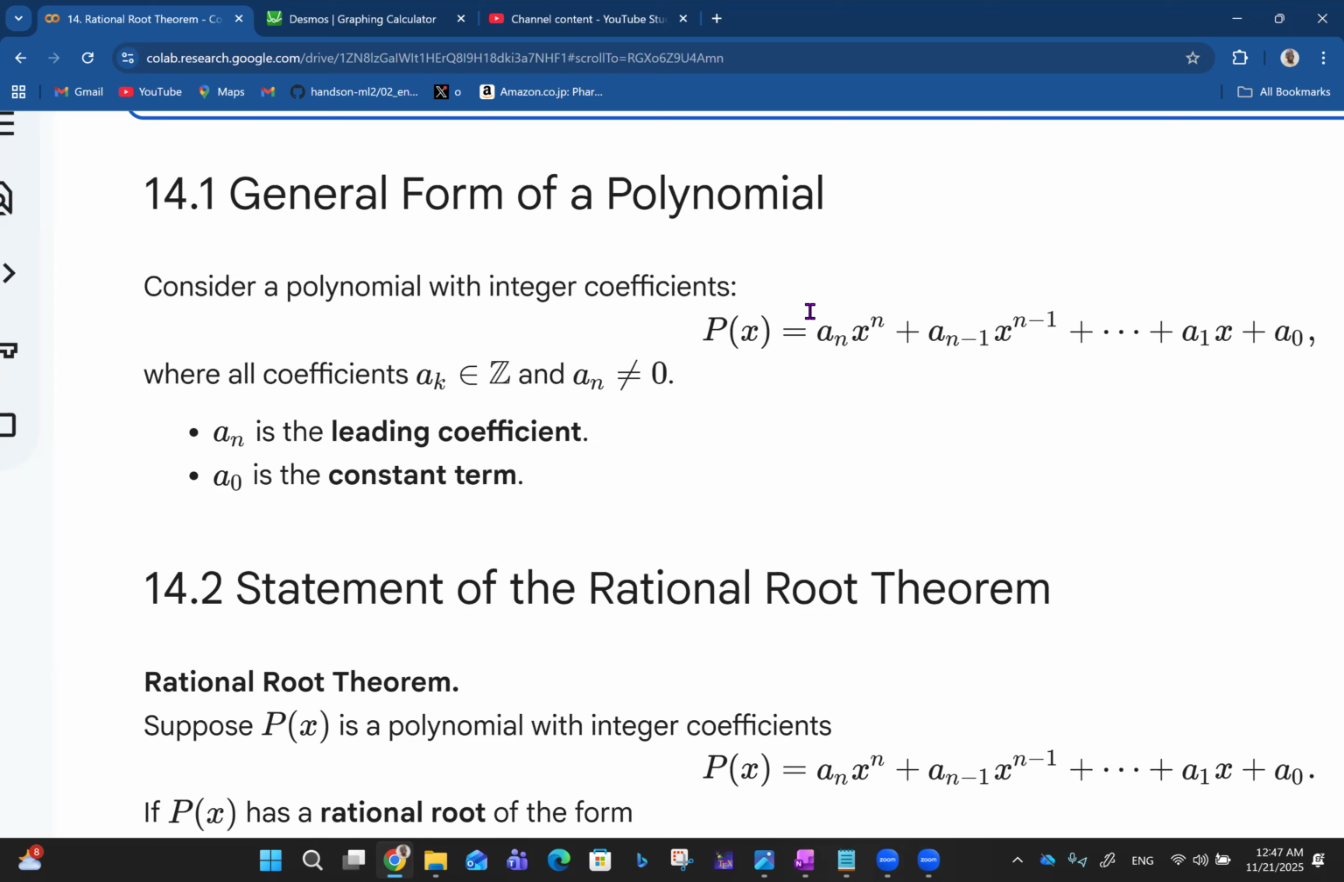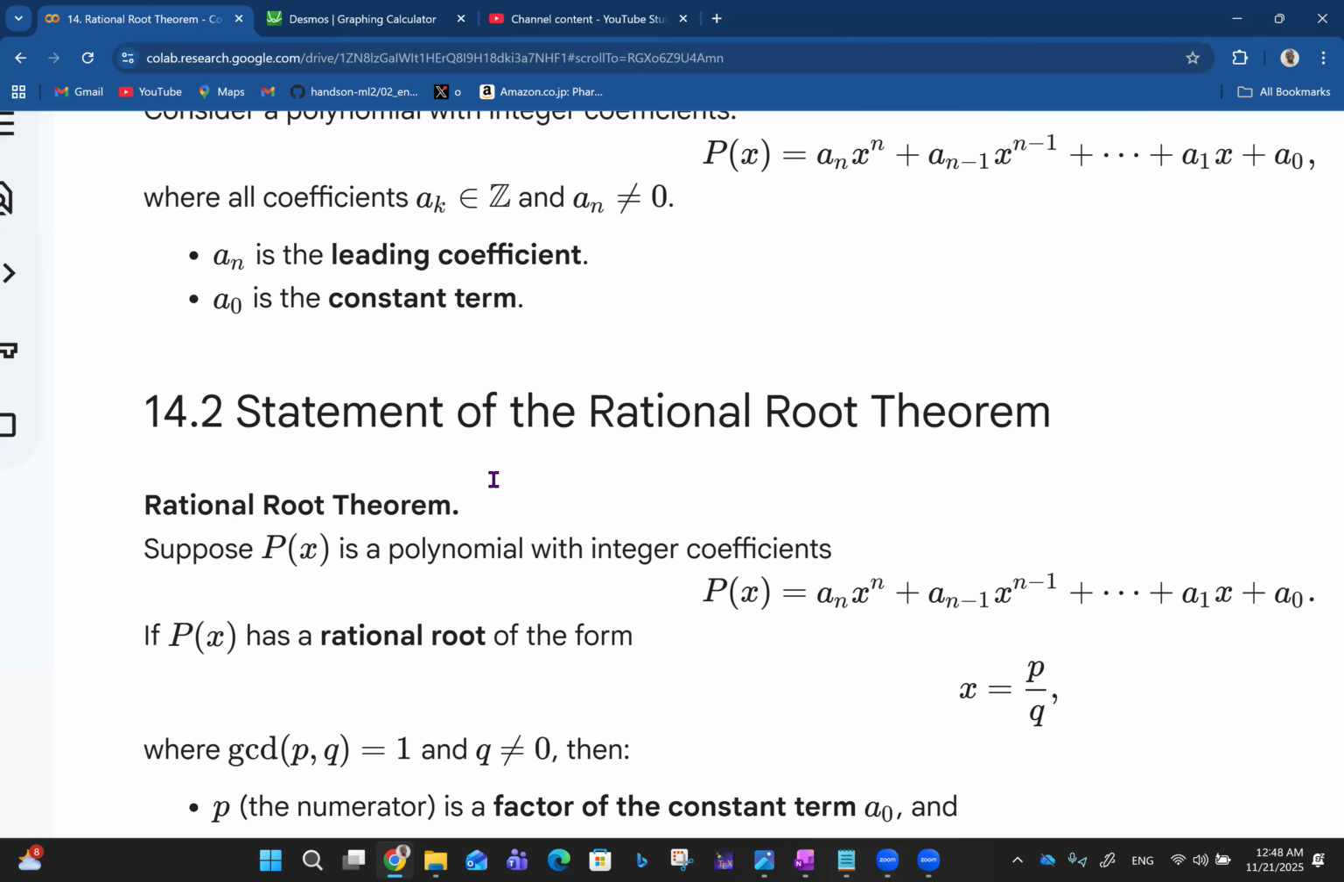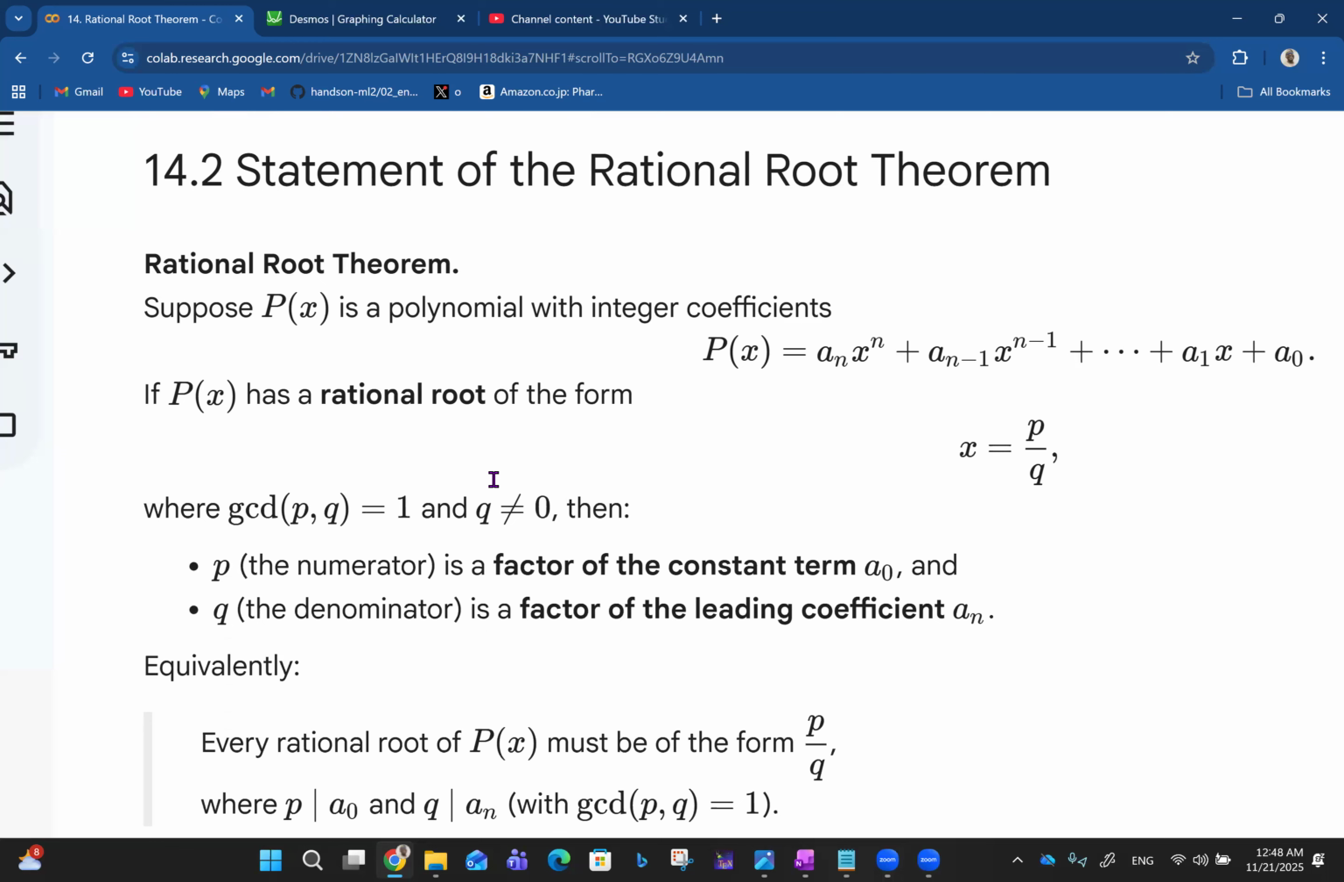Where all the coefficients a sub n minus 1 up to a1 and a naught are integers. So we're assuming they are integers, and an is not equal to 0. Of course, if an is 0, it reduces the degree of the polynomial by 1, so that has to be guaranteed. So an is said to be the leading coefficient, and a naught is the constant term. And from the very beginning, this leading coefficient and the constant term have been very useful in everything we've been doing. So let's talk about the statement of the rational root theorem.